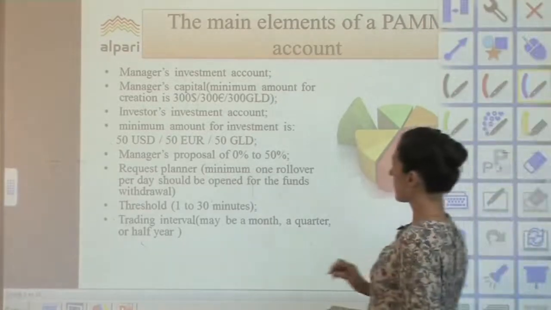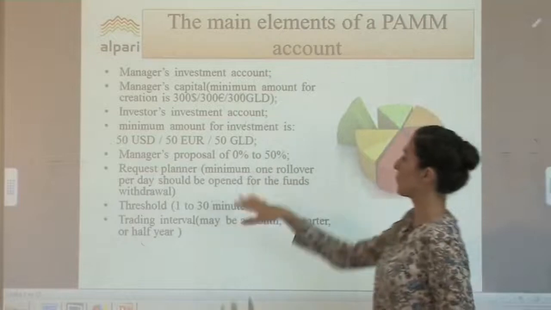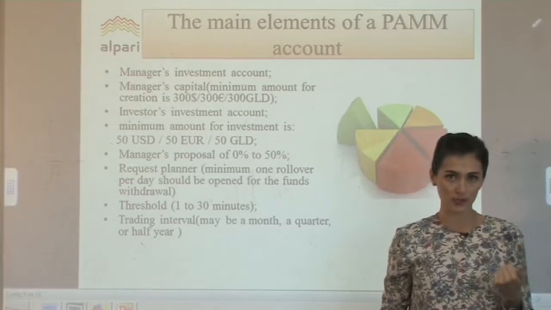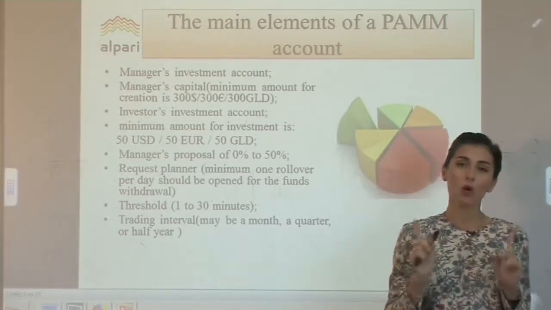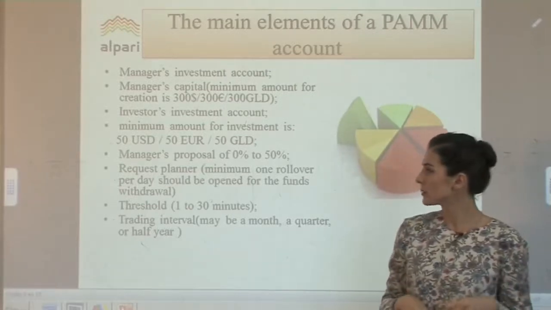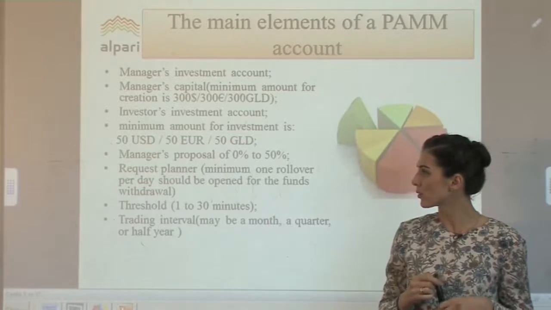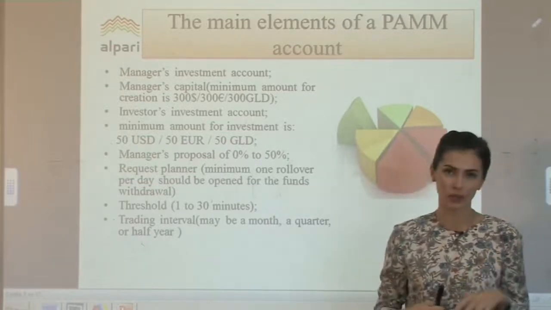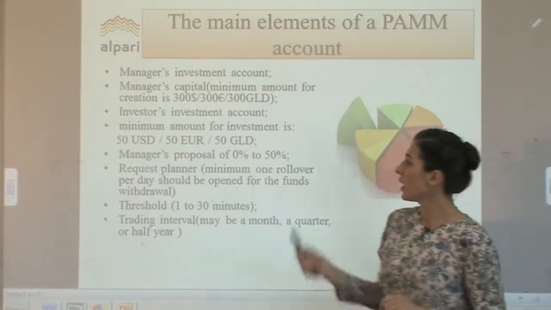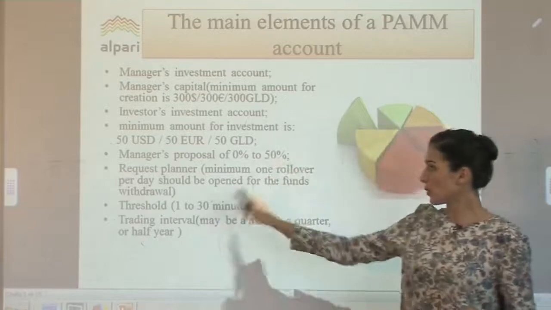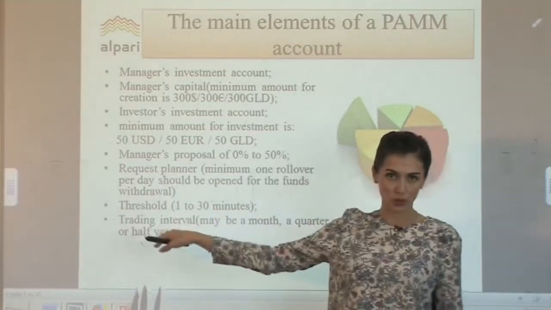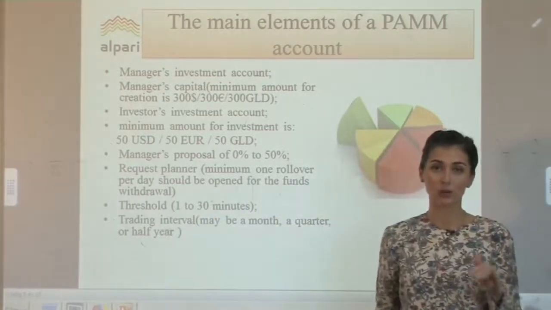The next key element is the request planner. Minimum one rollover per day should be open for withdrawal of funds, and all hours in a day are open for depositing, except 12 p.m. There is no withdrawal or depositing in this hour. Minimum one open rollover should be opened for funds withdrawal, and you can see it in the PAMM account monitoring.